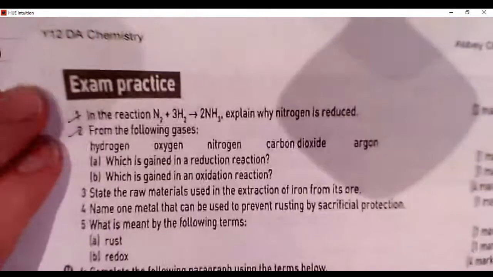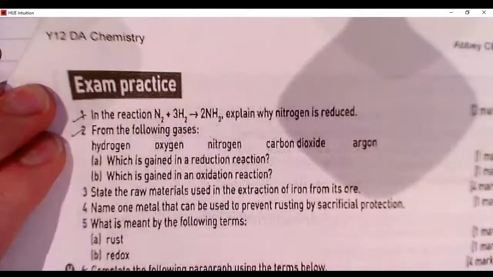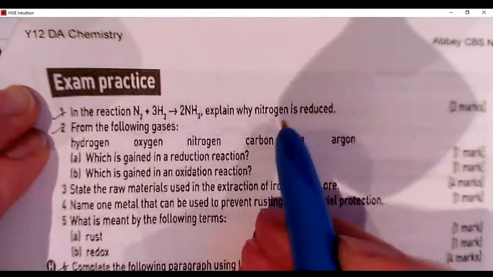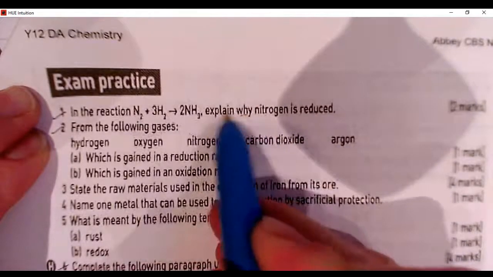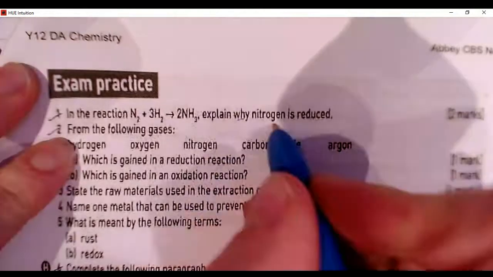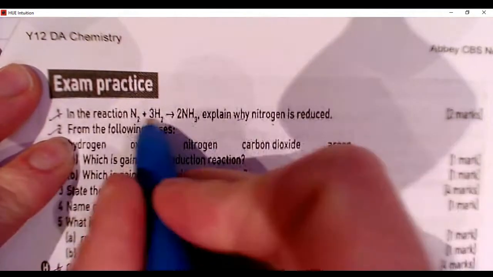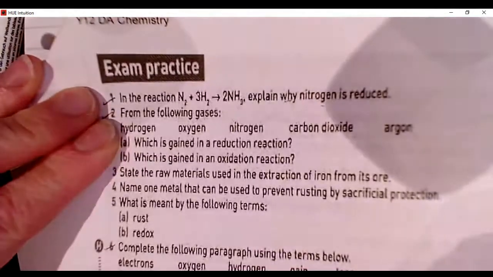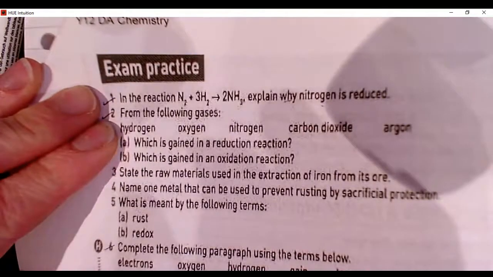Okay, so I'm going to go through the answers to these, right? Explain why, I never like the word why, I think it should say explain how you know nitrogen is reduced rather than why. So how you know nitrogen is reduced is because nitrogen gains hydrogen and the gain of hydrogen is reduction, right?